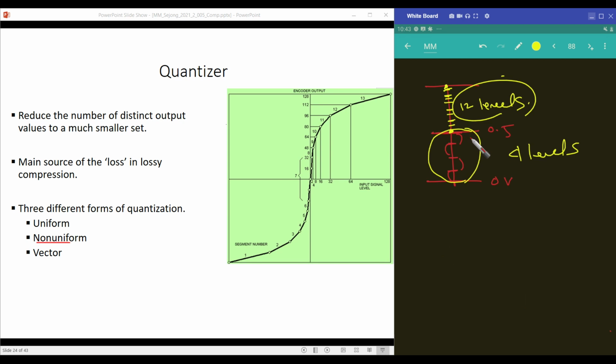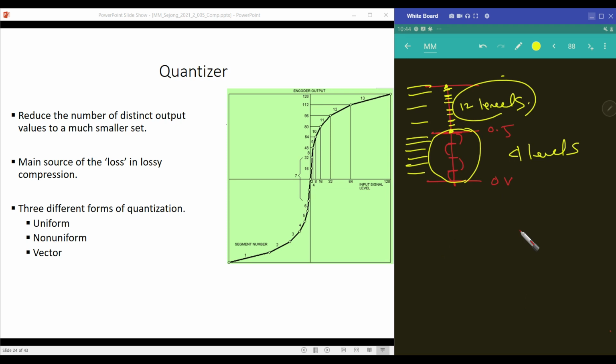The reason is sometimes in our signal, in the low input range we have most of the samples, let's say the minimum voltage level, and some of the samples might have higher values. So to resolve those minimum signals, we can have more levels in the lower input range and fewer levels in the upper values.